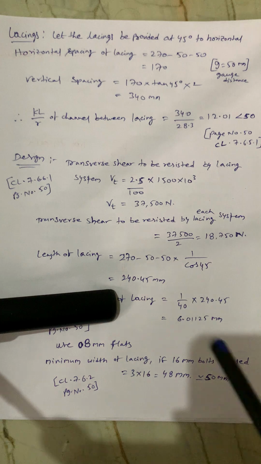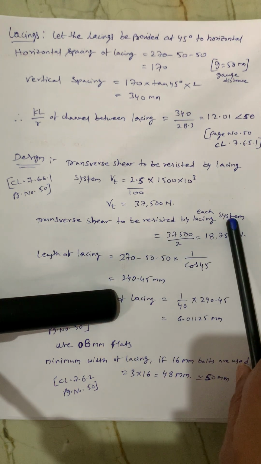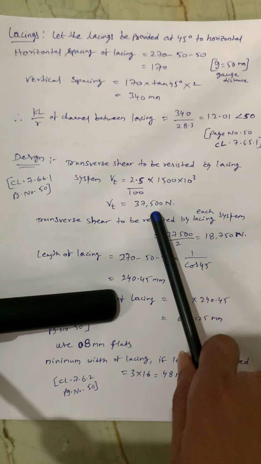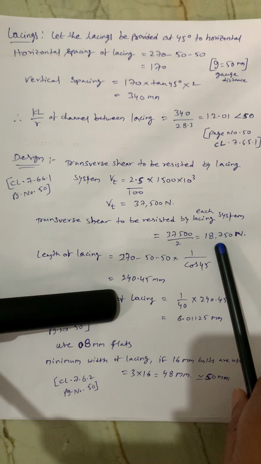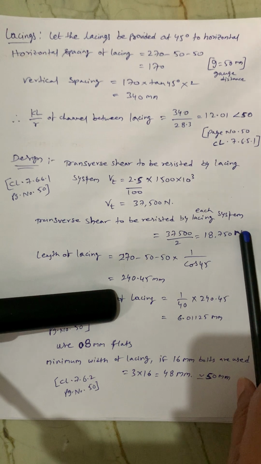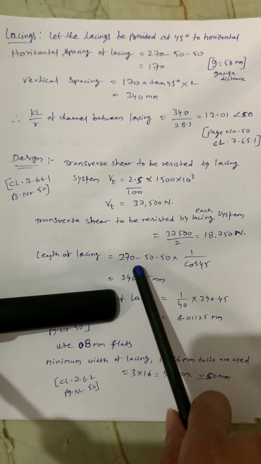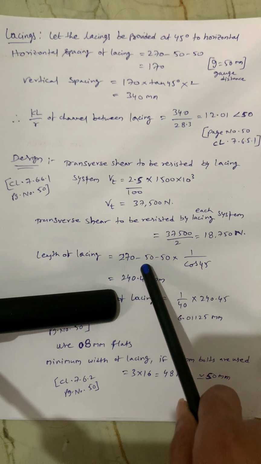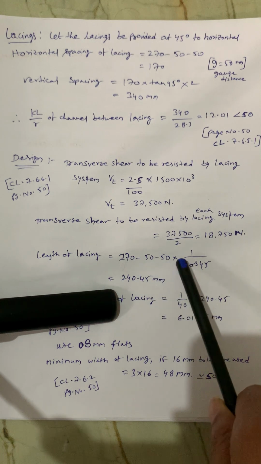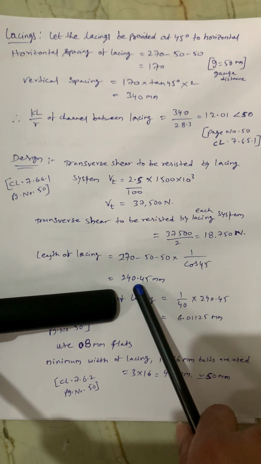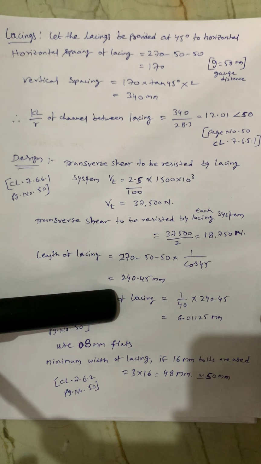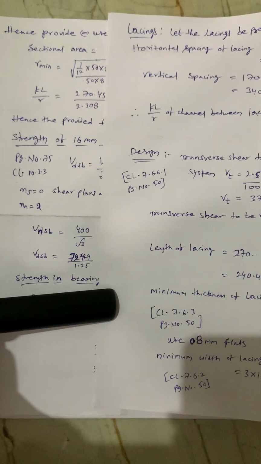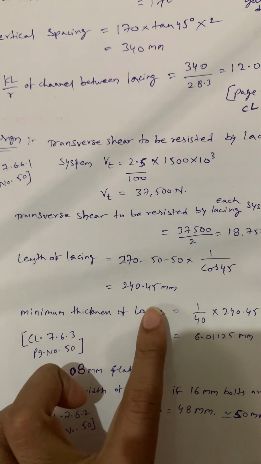And next, transverse shear to be resisted by each lacing system. Each lacing system means two sides lacing systems are there, so 37,500 divided by 2, which we got 18,750 newtons. So length of the lacing equal to 270 minus 50 minus 50, that is spacing between the channels minus 50 gauge distance minus 50 gauge distance, into 1 by cos 45, that is 240.45. And by solving this equation, I got length of the lacing, that is 240.45.